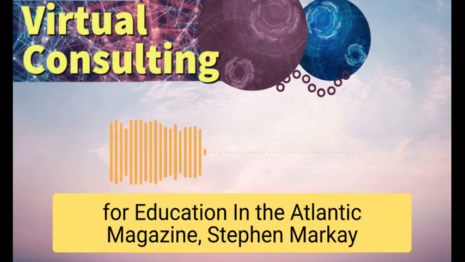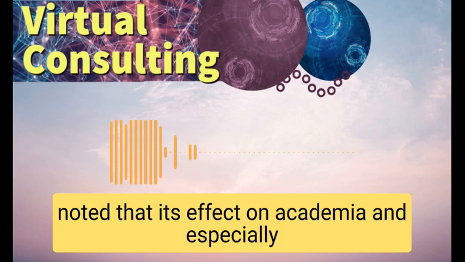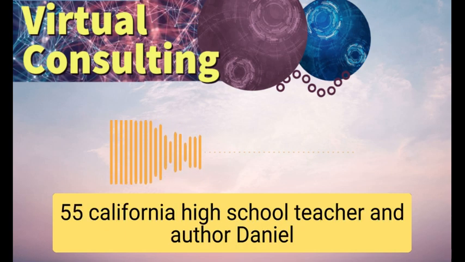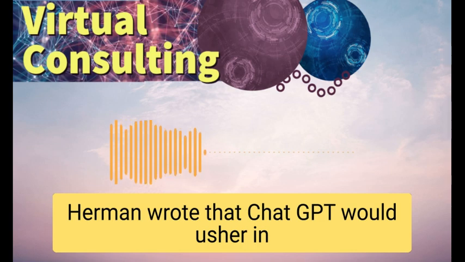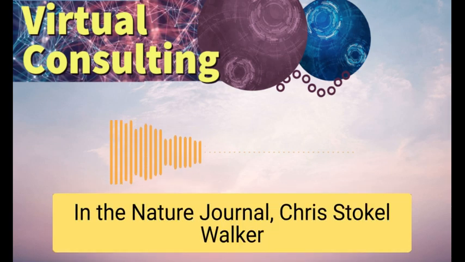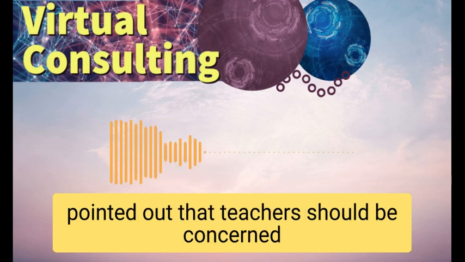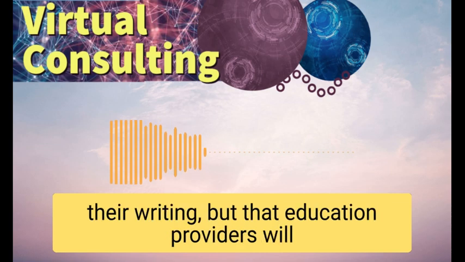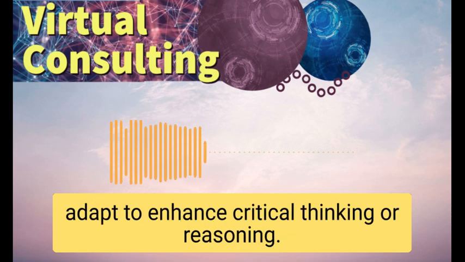Implications for education. In The Atlantic magazine, Stephen Marche noted that its effect on academia and especially application essays is yet to be understood. 55. California high school teacher and author Daniel Herman wrote that ChatGPT would usher in the end of high school English. In the Nature journal, Chris Stokel-Walker pointed out that teachers should be concerned about students using ChatGPT to outsource their writing, but that education providers will adapt to enhance critical thinking or reasoning.